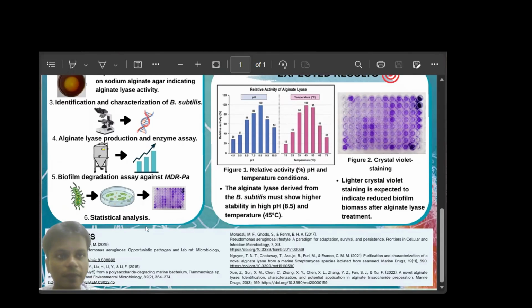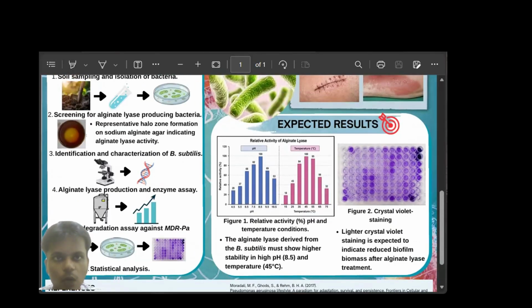And finally, all experiments will be done in triplicate and analyzed using one-way ANOVA followed by the Tukey post-hoc test. Now, moving on to the expected results. What I expect from this study is mainly to produce a highly stable alginate lyase enzyme in both moderately elevated temperature conditions and other environmental fluctuations, potentially showing better stability compared to some marine-derived alginate lyases.